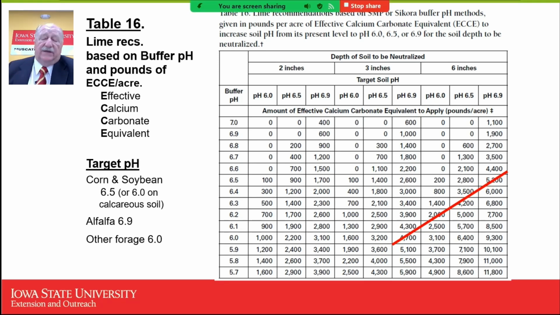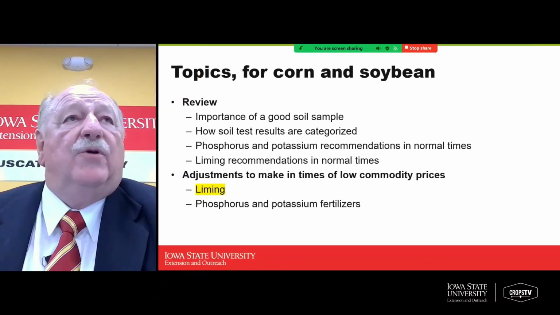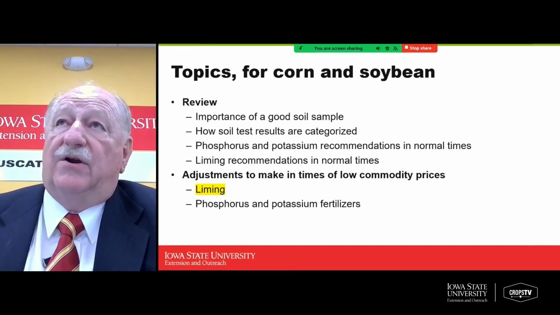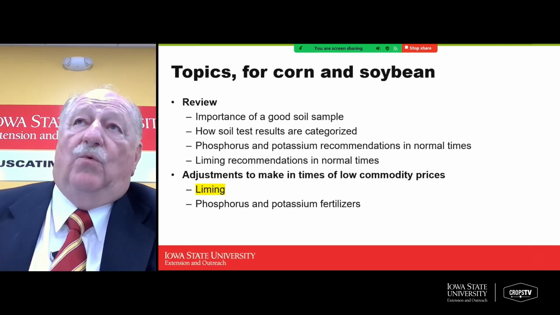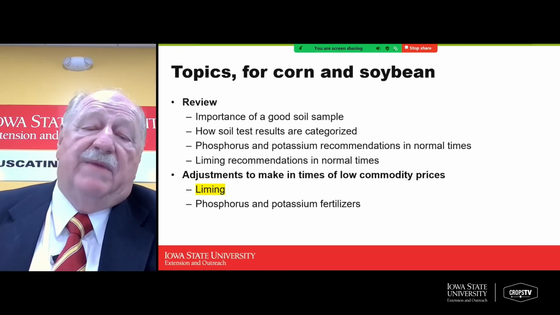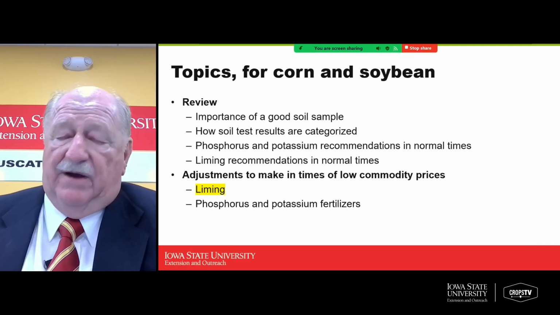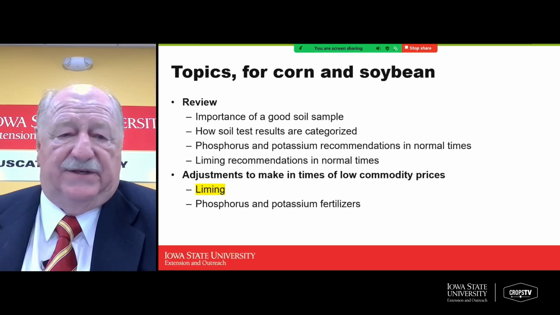How do we do it in times of low commodity prices? So I'm going to kind of do this in reverse order. I started out by talking about phosphorus and potassium, and then I moved to lime. We just talked about lime, so I'm going to start with making adjustments to lime, and then I'm going to wrap up with phosphorus and potassium here.